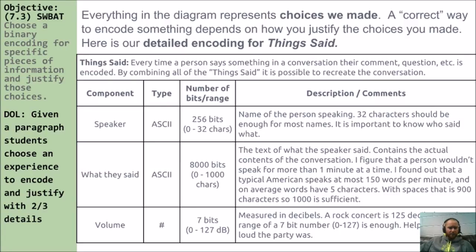And the last one here, volume, which is just going to be a number. We will go ahead and give it 7 bits and measure it in decibels. A rock concert is about 125 decibels. So the range of a 7-bit, 0 to 127, is enough. Okay, that's plenty. It will help us gauge how loud the party is.